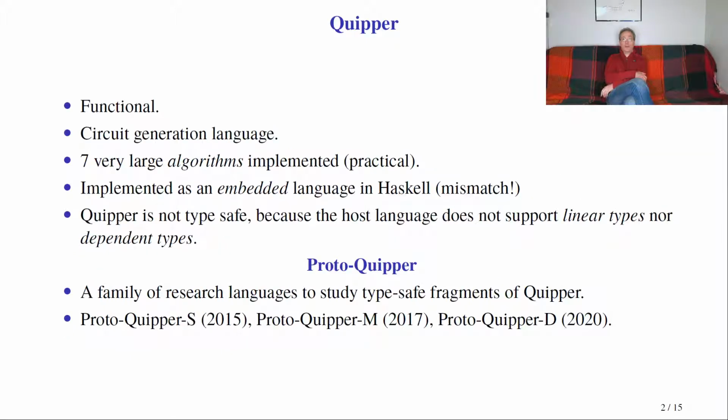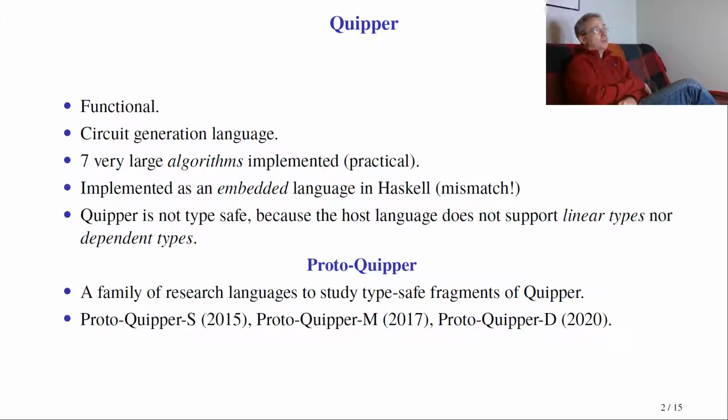The programming language that we've developed over the last 8 years or so is called Quipper. Quipper is a functional programming language. It's embedded in Haskell and it's quite practical. We've implemented several different algorithms in Quipper, including some quite complicated ones from the literature. And some of these algorithms produce trillions of gates.